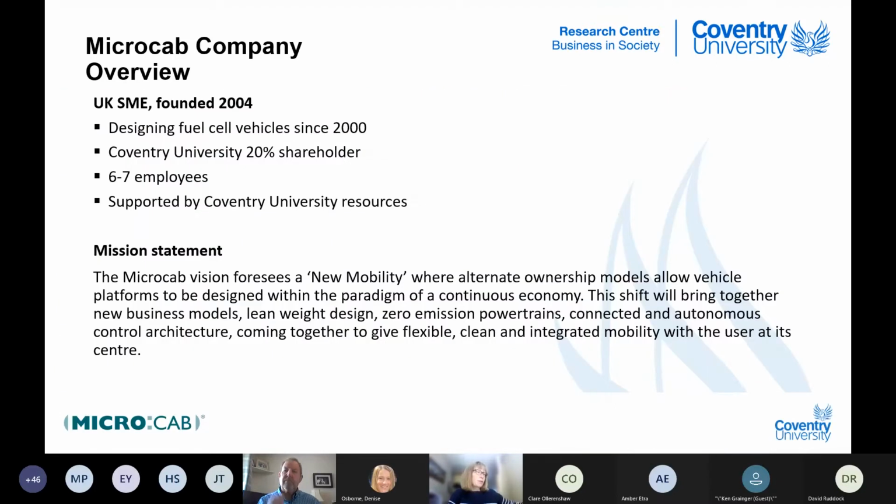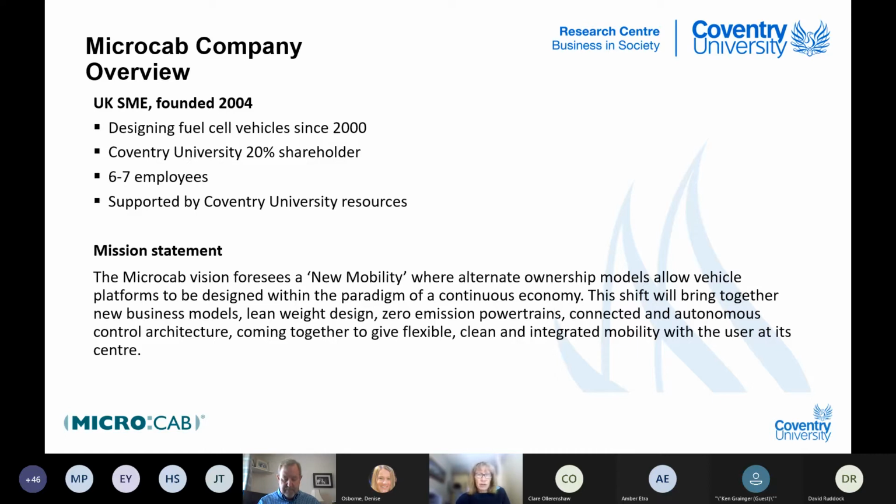So as I was suggesting, they are a very small company. They only have 6 to 7 employees, and they're based in their techno centre by Coventry University, for those of you who know the Coventry University campus at all. And as you can see here from their mission statement, they're interested in this whole concept of new mobility, not just thinking about the tailpipe emissions from the vehicle.